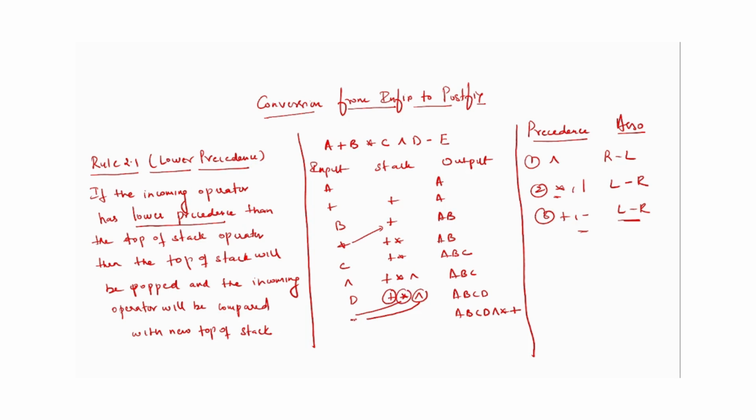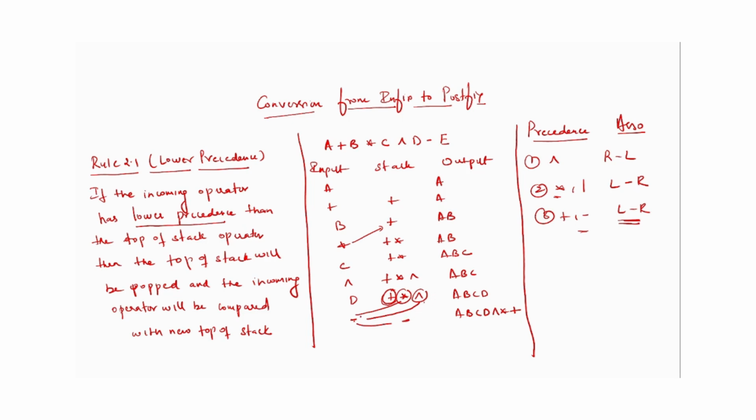Therefore, first I compared minus with exponential. The incoming operator has less precedence than exponential. Therefore, I popped out exponential. After popping out exponential, the new top of the stack will be multiplication. I also compare minus with multiplication. This incoming operator has less precedence than multiplication. I pop this out again, right? And now I also compare minus with plus, which is the new top of the stack. It has equal precedence. Then I check associativity. It is left to right. Therefore, I pop plus as well, and I push minus into the stack, right?